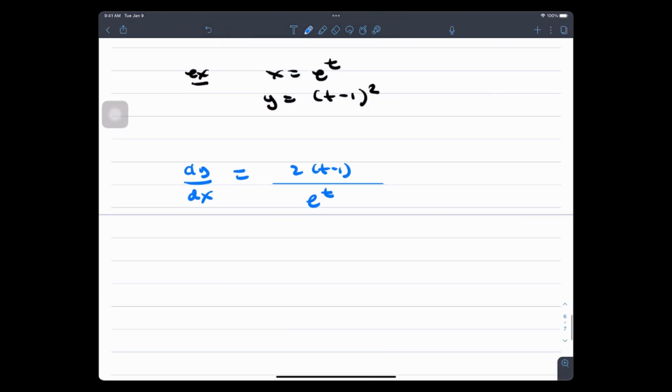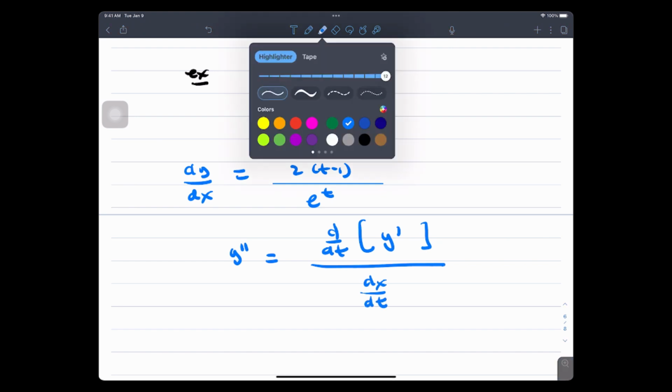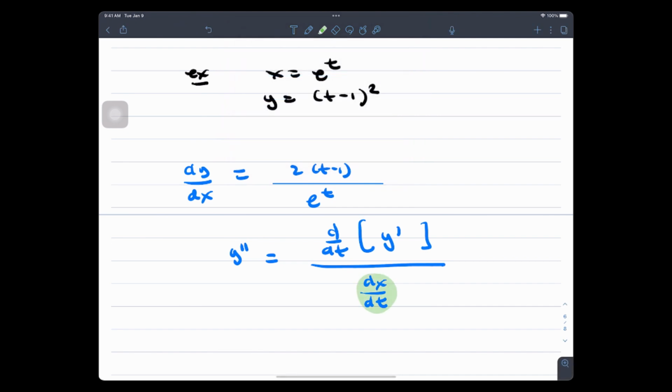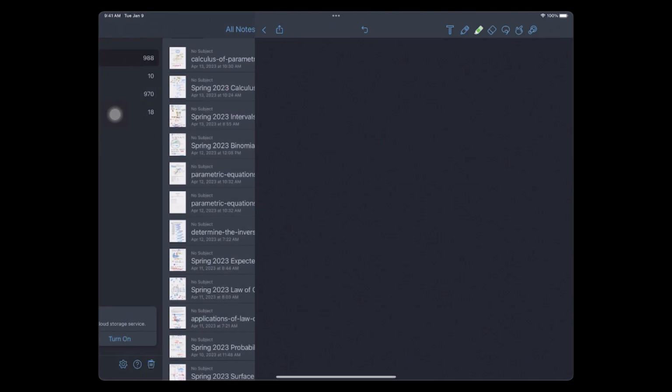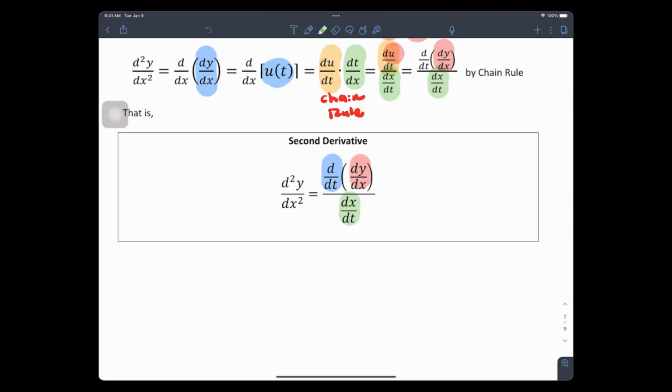Okay? So, the second derivative formula. I need d/dt of the first derivative divided by my dx/dt. Double check, ladies and gentlemen. This is what I'm sharing with you guys when I did the derivative there. Okay, you guys with me on that?